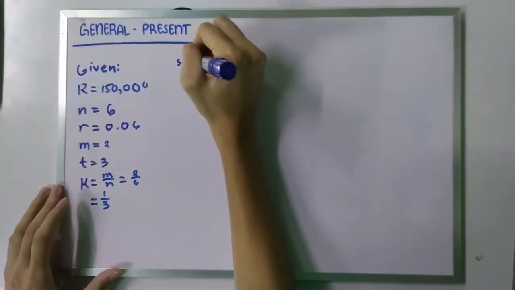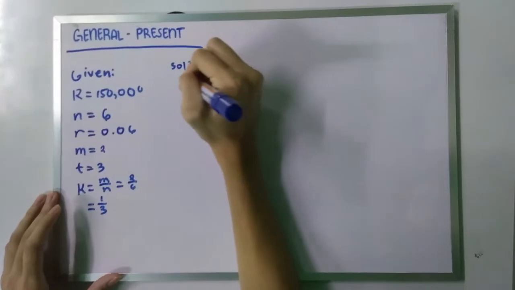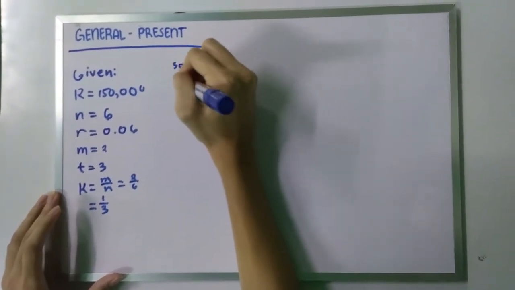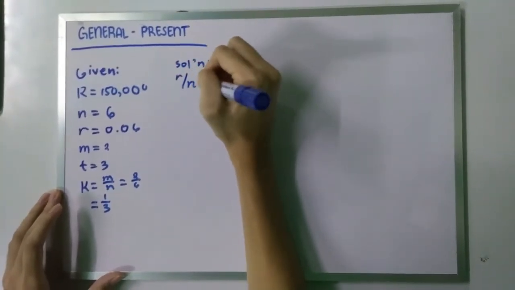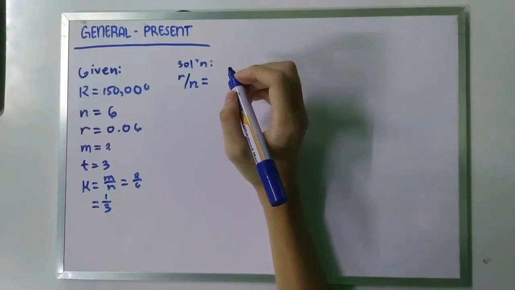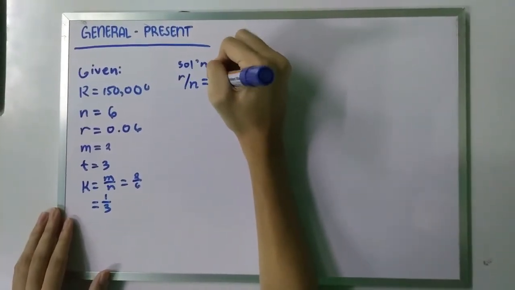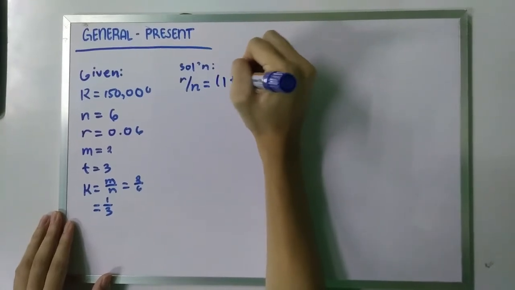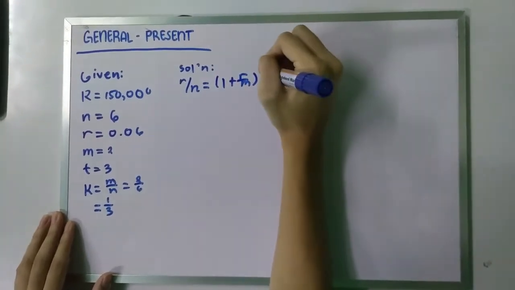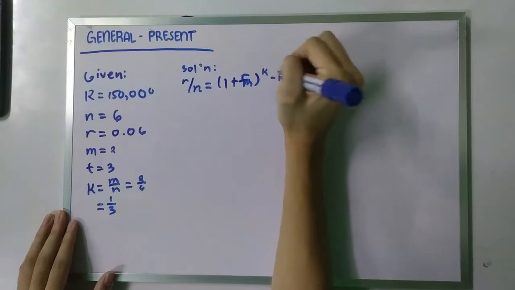Now, let's go on to our solution. We should first convert r over n in the formula to make it into a simple annuity. Now, r over n is equal to the quantity of 1 plus r over m to the power of k, minus 1.